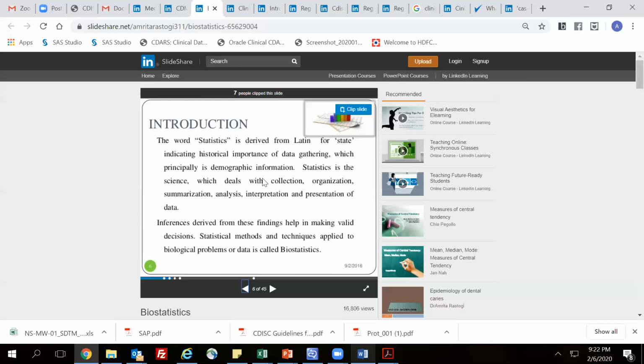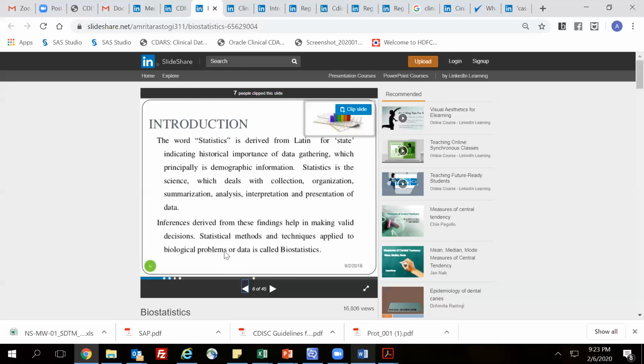Now what is biostatistics? Biostatistics is nothing but statistical methods and techniques applied to biological problems. Okay, biological problems or data. That's nothing but the clinical trial. So in a clinical trial, the trial is done, the drug is given. Then how it flows is, whatever information they get will be stored in the EDCs, electronic data capture, I told, right, CDM.